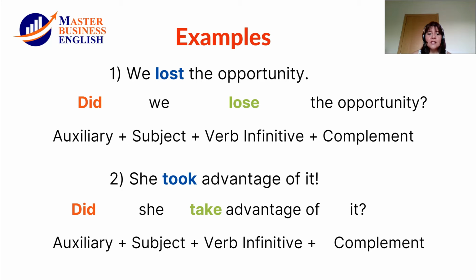She took advantage of it. Let's transform it into a question. Did she take advantage of it? So we have did, the auxiliary, and take, the verb that was took in the sentence, and we need to transform it into infinitive. We must use the infinitive verb here because we are using the auxiliary of the past simple tense, in this case did. So we have: did she take advantage of it? Auxiliary did, subject she, take the verb in infinitive, advantage of, and the complement it, and then we close with the question mark.